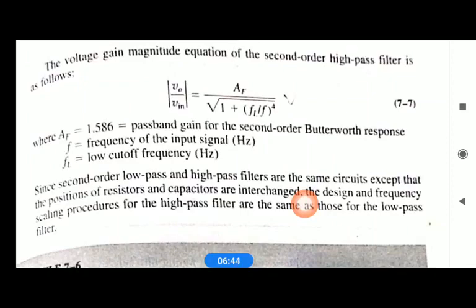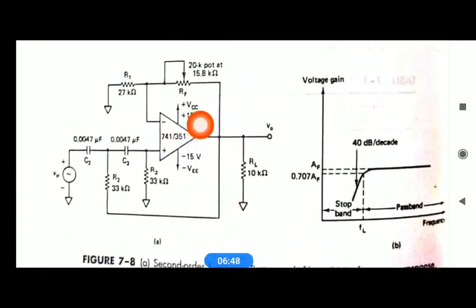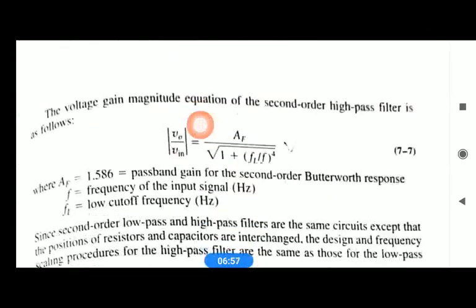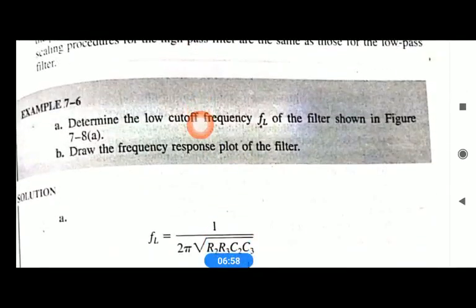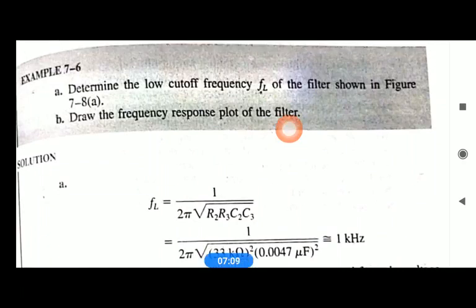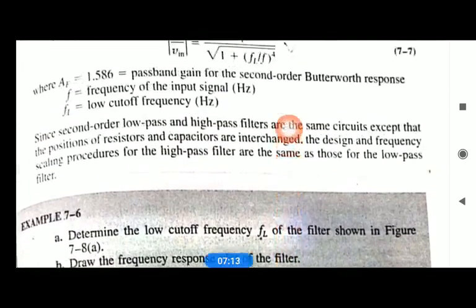Okay, so the above circuit design is a design for FL equal to 1 kilohertz and gain is 2. So once you select this, you calculate the R.